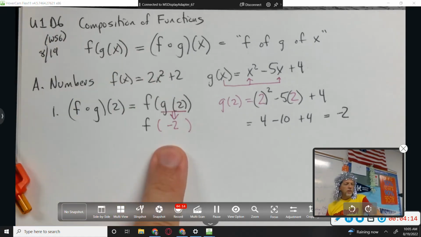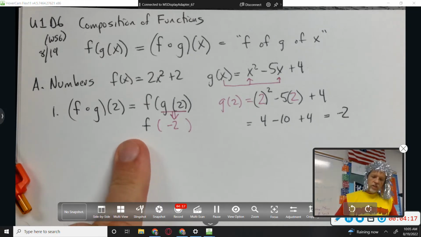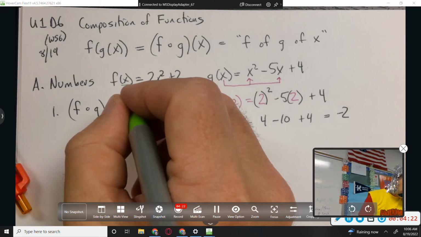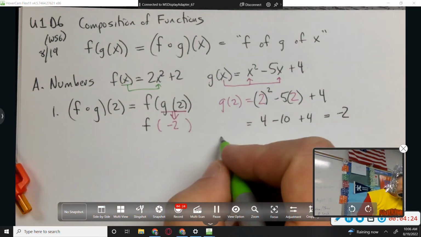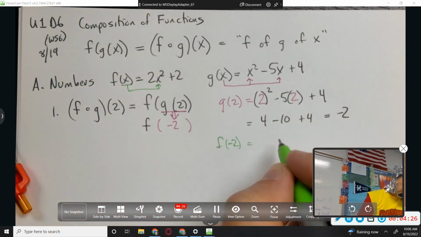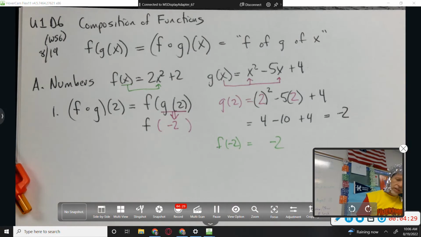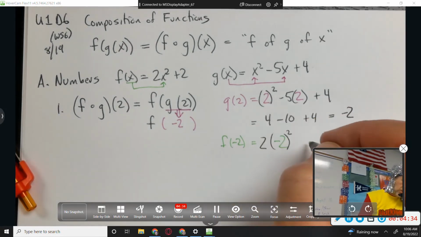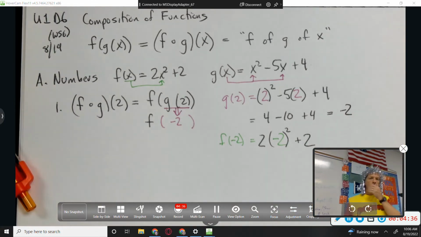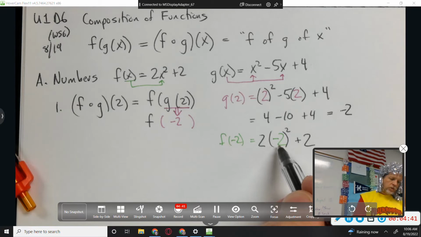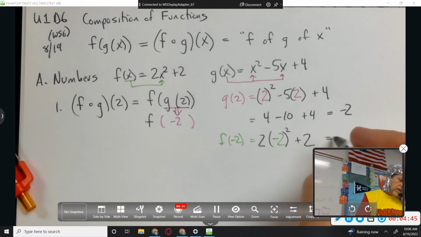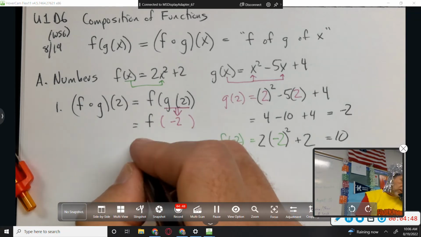Now that becomes the input to the f function. So I need to find f of negative 2. So negative 2 is our input. The f function says square it, multiply by 2, and add 2. So the square of negative 2 is 4, times 2 is 8. 8 plus 2 is 10. So my answer is 10.